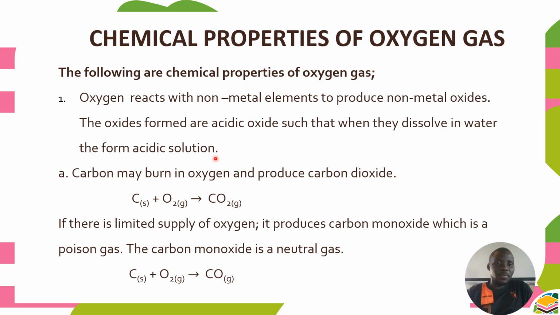So we can have some examples. When carbon burns in oxygen, it produces carbon dioxide. This carbon dioxide which is produced here is an acidic oxide. If you dissolve this in water, it produces carbonic acid. But if oxygen is limited, the reaction will go into incomplete combustion and form carbon monoxide, which is a neutral gas. Carbon monoxide is not acidic, it's a neutral gas.